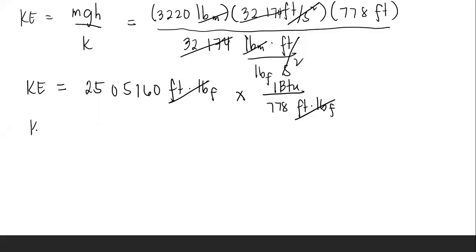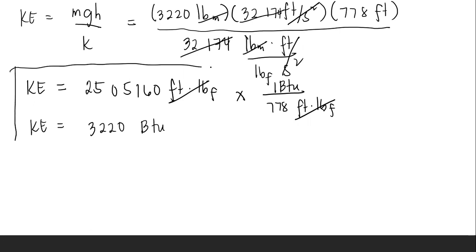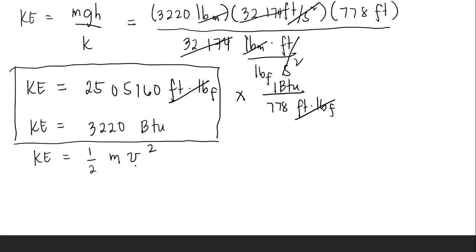Okay, now for the kinetic energy, that is equal to 3,220 BTU, which is the British thermal unit. These two are the values for the kinetic energy. Now, we can find your velocity, where the kinetic energy is equal to 1/2 mass times the velocity squared. Now, we're looking for the velocity. The velocity is equal to the square root of 2 times the kinetic energy over the mass.